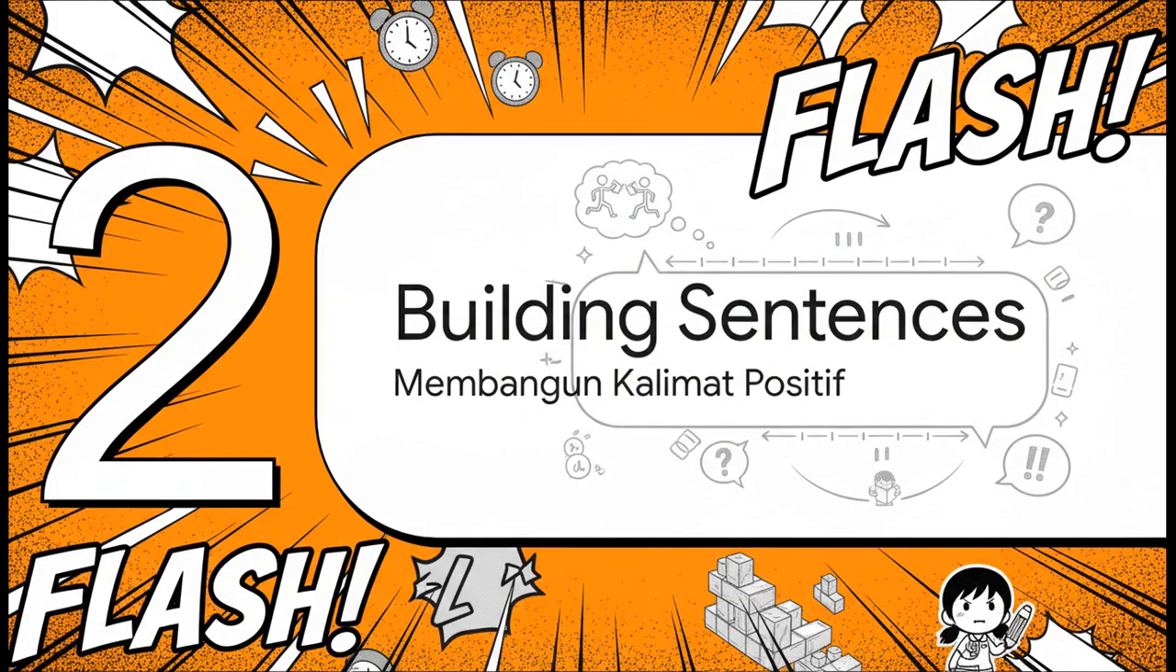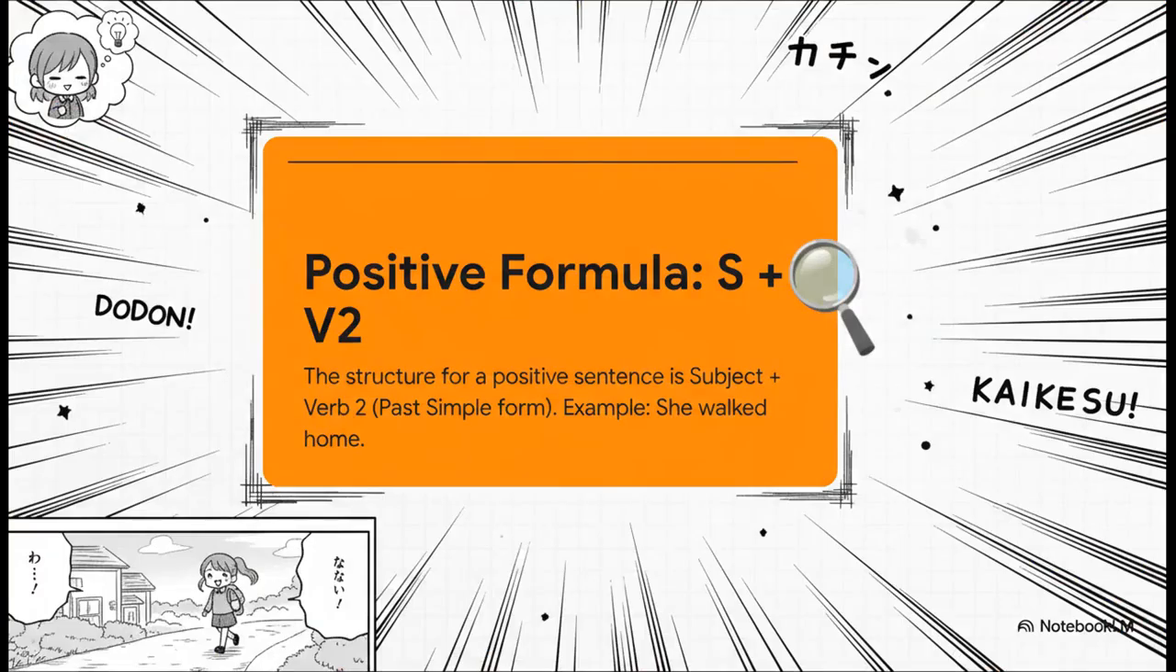So, are you ready for the fun part? Let's start building our first sentence about the past. We're going to learn the basic formula to tell a positive story about something you did. And here it is. It's so simple. All you need is a subject plus something called verb 2. That's it. In our example here, she is the subject and walked is the verb 2. It's the past version of the verb walk.